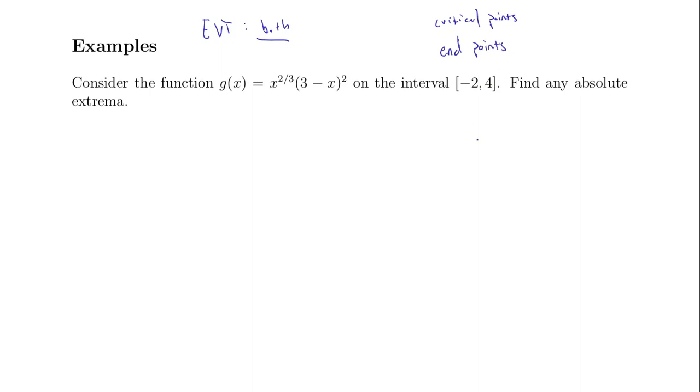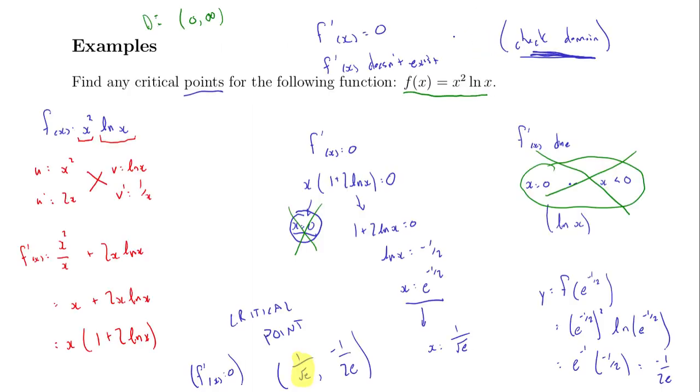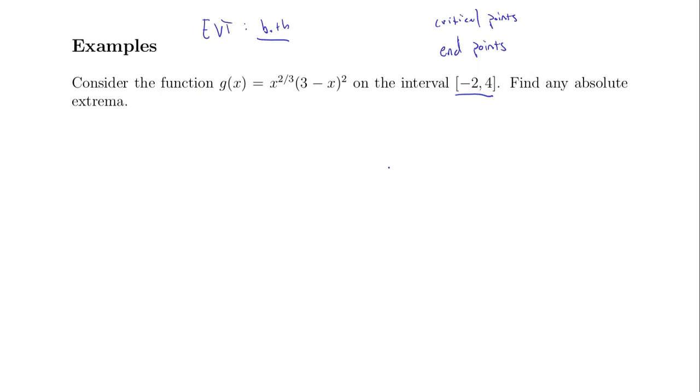Now, ending points, I already know what the ending points are. I'm given this interval. I know the ending points are at x equals -2 and at x equals 4. I can find the critical points by just doing the exact same thing that we did up here for this problem. We're going to take the derivative of this, look at where it's equal to 0, look at where it doesn't exist, make sure that that's in the domain. In this case, our domain is -2 to 4 because that's the interval we care about.